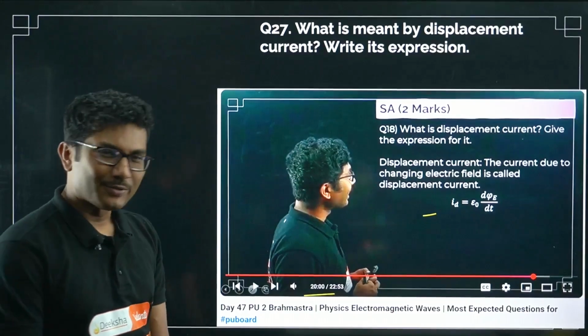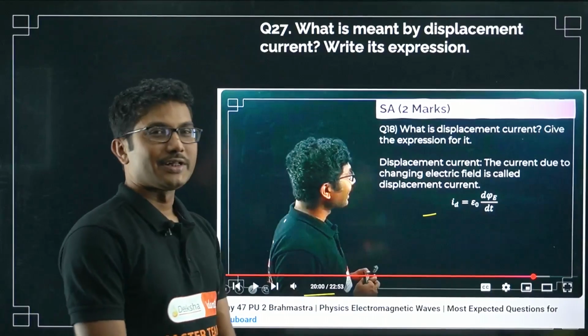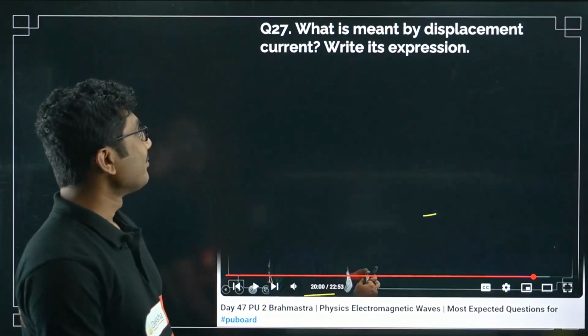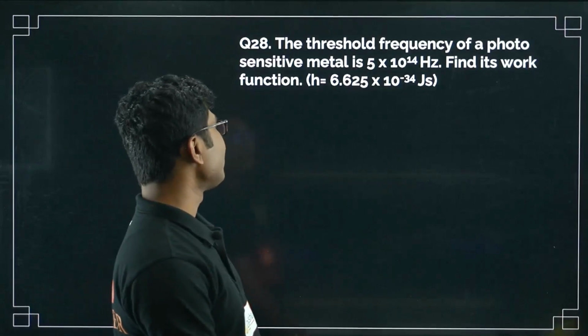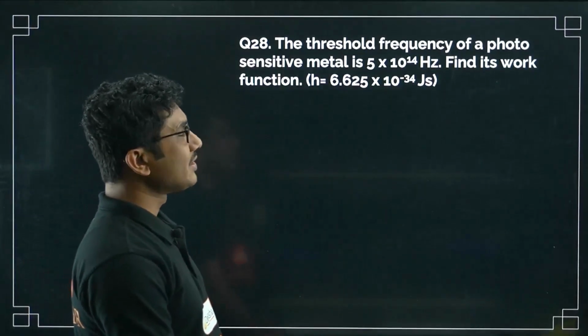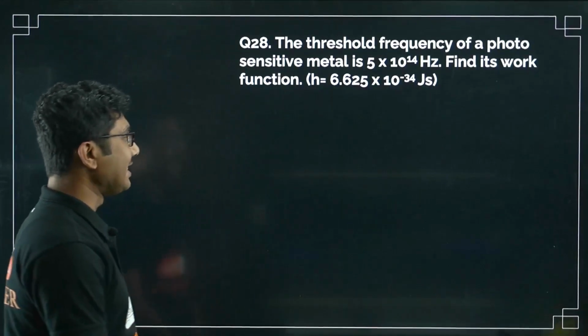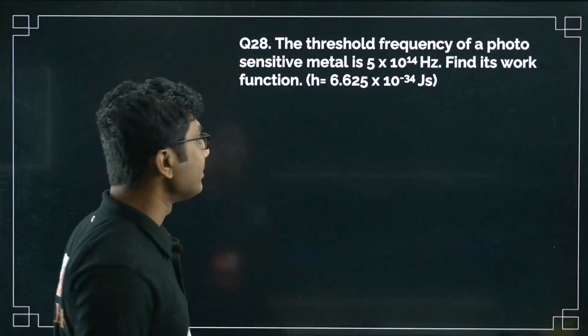Okay, so this is a very small chapter, very small duration. You should have definitely watched it and you could have answered it. Right, now let's move on to the next question. The threshold frequency of a photosensitive material is 5 into 10 to the power of 14 Hz. Find its work function. h is equal to 6.625 into 10 to the power of minus 34 joule second.